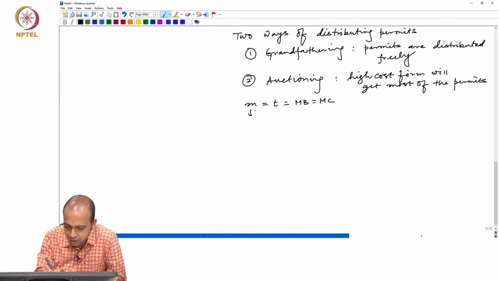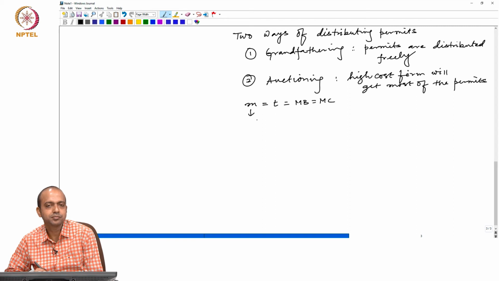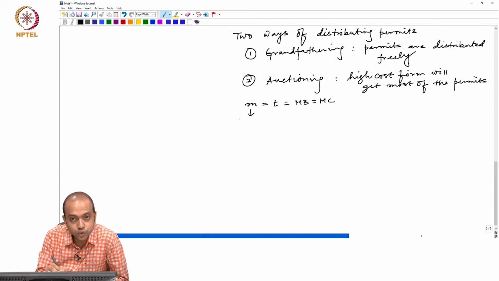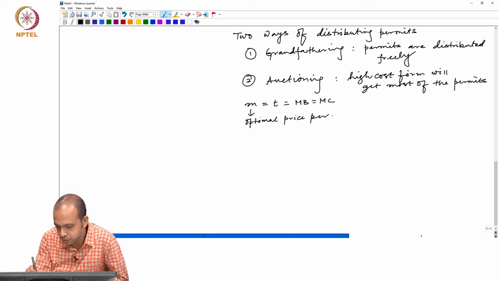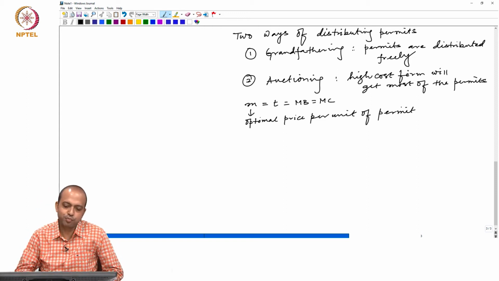What is M here? If T is the tax rate, applying your analogy, what should be M? Can you think of? If T is the tax rate, then M should be the optimal price per unit of permit. Optimal price per unit of permit, that is M.